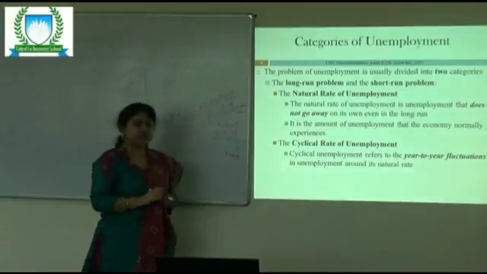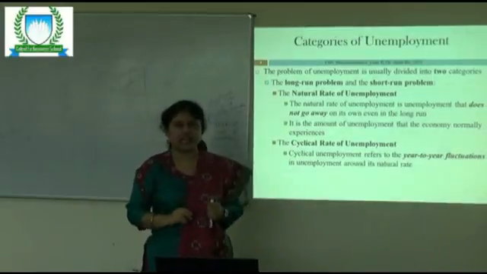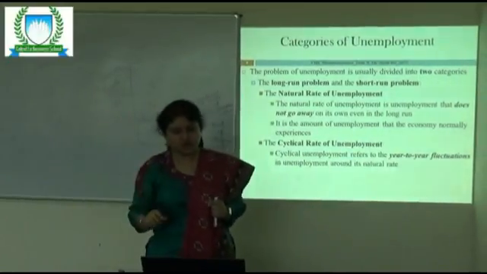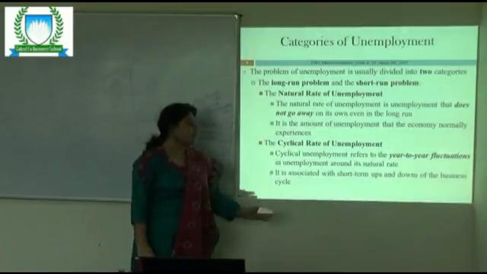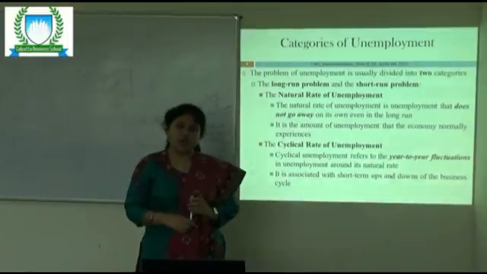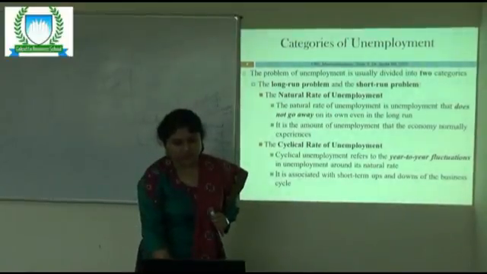Okay, so the deviations from the natural rate are called the cyclical rate. It arises and then goes away, so it is a short run phenomenon. It is associated with short term ups and downs of the normal business cycle of the economy.